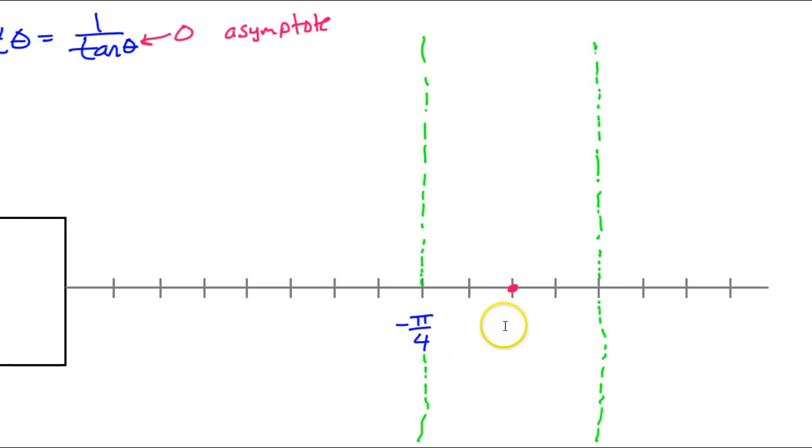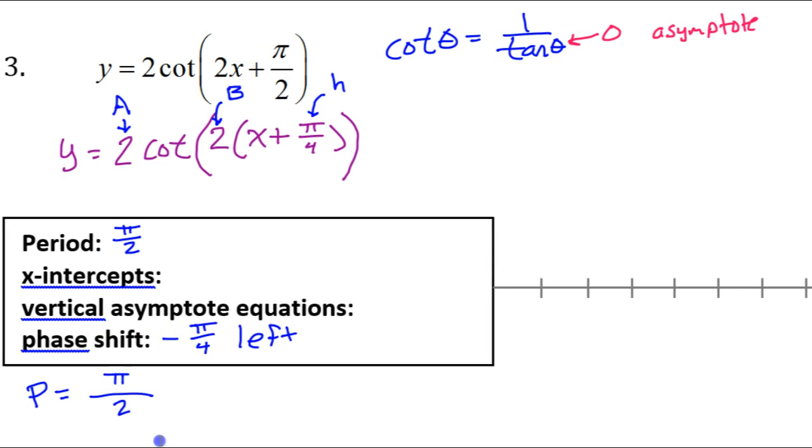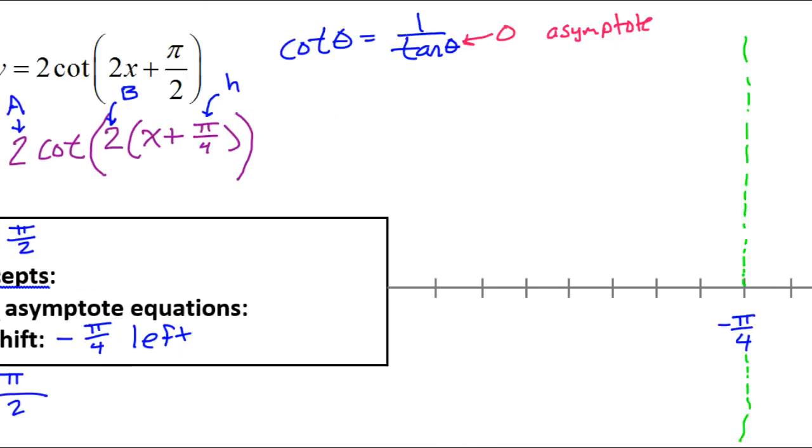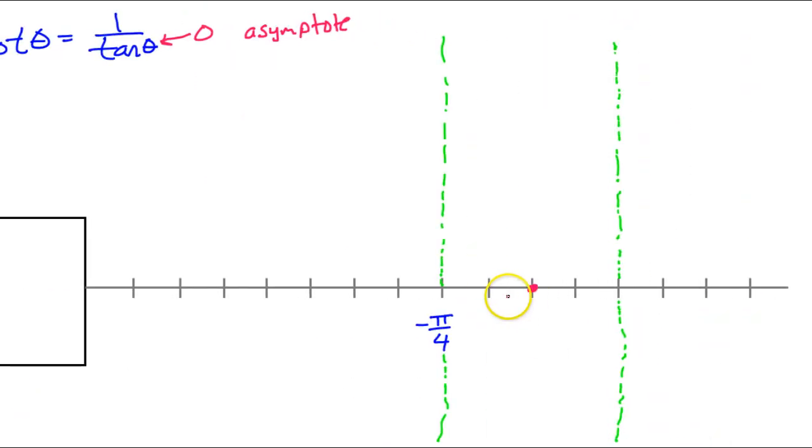What else? We need to label these values, though. We need to label them all. So how am I going to do that? Well, the period is pi over 2. So what I like to do, since each one of these marks represents 1/4 of a period, is figure out what 1/4 of a period is. This is what I do anytime there's a phase shift. Alright, so 1/4 of a period.